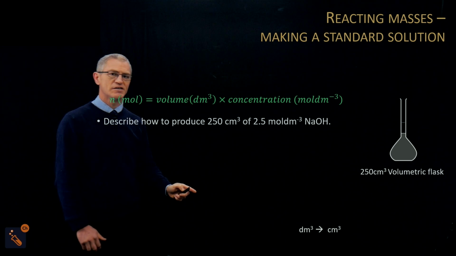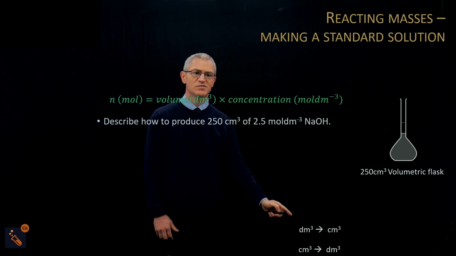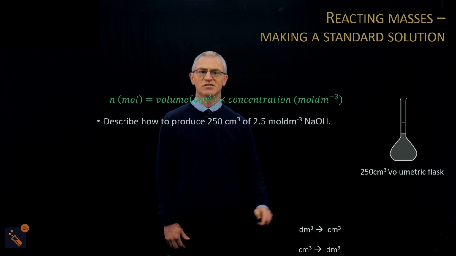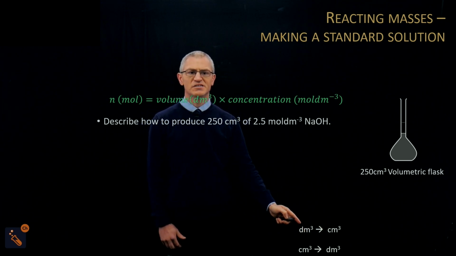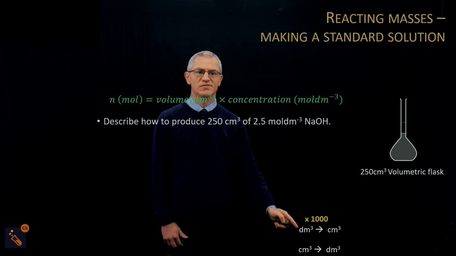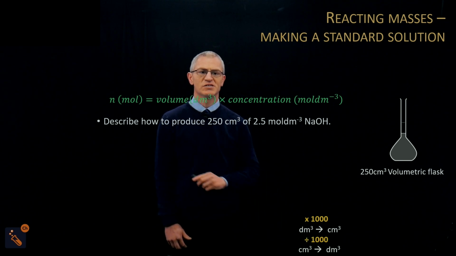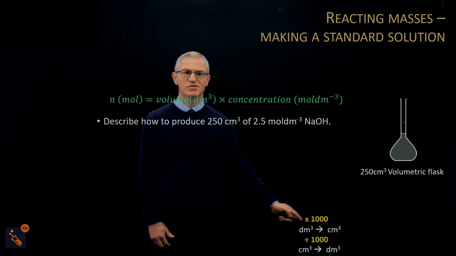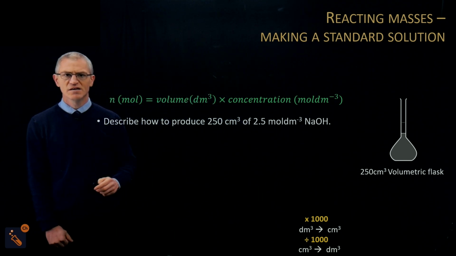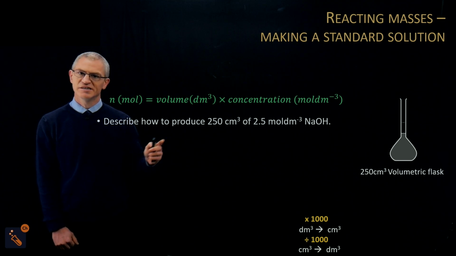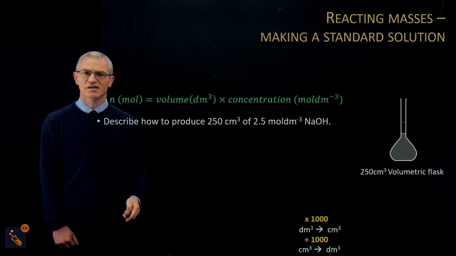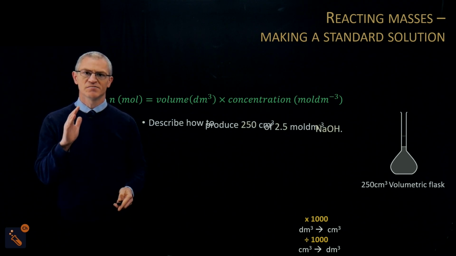So our conversions are down here. We need to do decimeters cubed to centimeters cubed at times, and centimeters cubed to decimeters cubed at times. If we're going from a decimeter cubed to a centimeter cubed, it's a difference of 1,000, so you times by 1,000. If you're going from centimeters cubed to a decimeter cubed, it's divide by 1,000, and we'll keep that conversion there all the way through. So first of all, I need to convert this centimeters cubed to decimeters cubed so that the unit matches in that equation. But let's put this over to the side now.